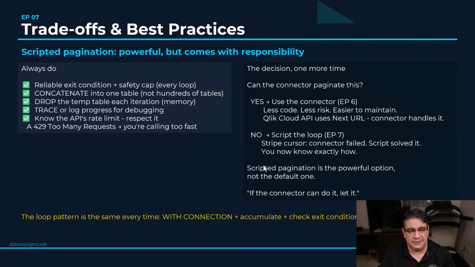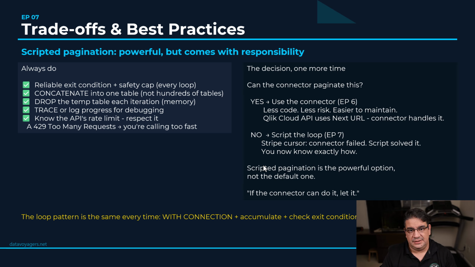Good. So the scripted pagination is very powerful. It covers any scenario, right? You can implement the logic you want and manipulate it in many different ways, but always keep in mind to add traces to your loops, so you control the loops, the safety measures, and know the API limits, right? Those things are important. You have to be aware of these problems when you use the scripted pagination in the script.